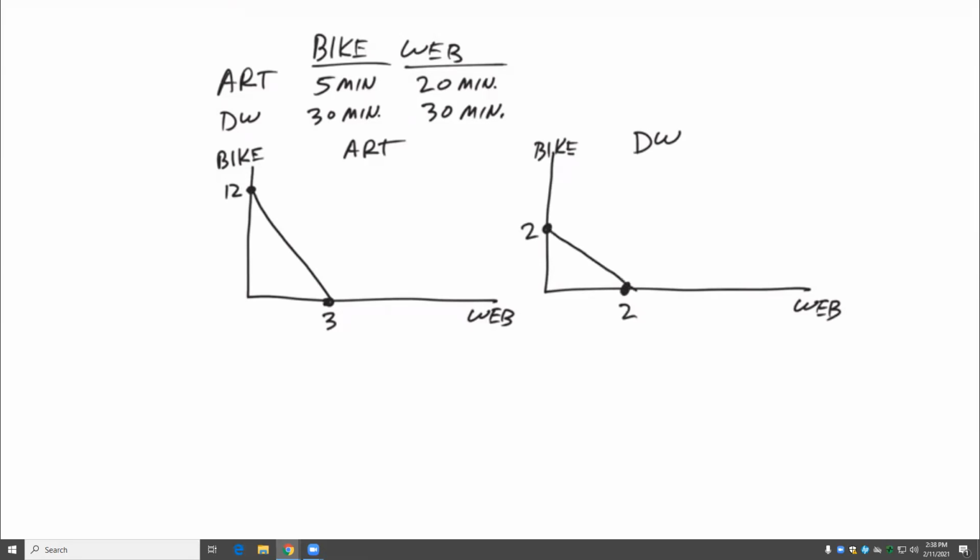So who has the absolute advantage in bike repair? Well, we better define what absolute advantage is. Absolute advantage, there's 2 ways to look at it. For a given level of inputs, you get the greatest output.